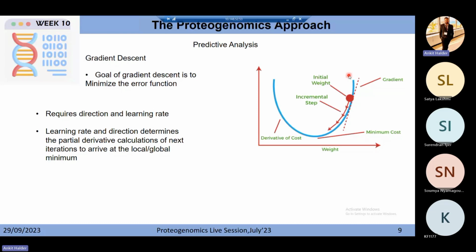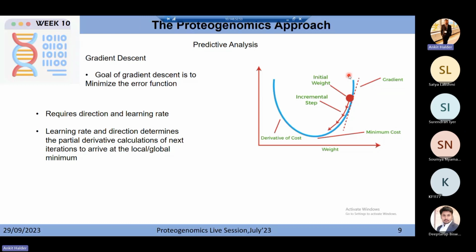If you go into the maxima stage, it will not be helpful for you, because we need to find the minimum error or minimum cost function. So that's why both the learning rate and direction are important, and direction is very much important in finding our minimum. This is why both things are equally responsible in your gradient descent.